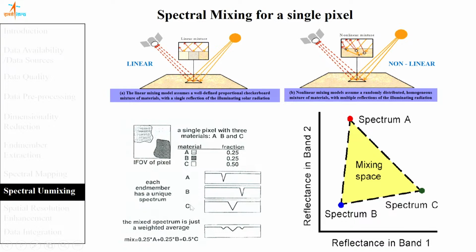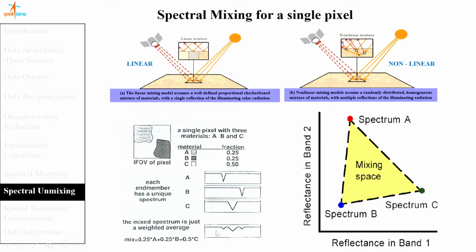How? Let us say we have three objects A, B and C. In this area the dominance of C will be there, dominance of A will be there, and dominance of B will be there. Mixing space is this. So if you see the reflectance curve of A, reflectance curve of B, reflectance curve of C, the absorption positions are lying at different wavelengths. Now when we combine, we'll get the combined response of this pixel.